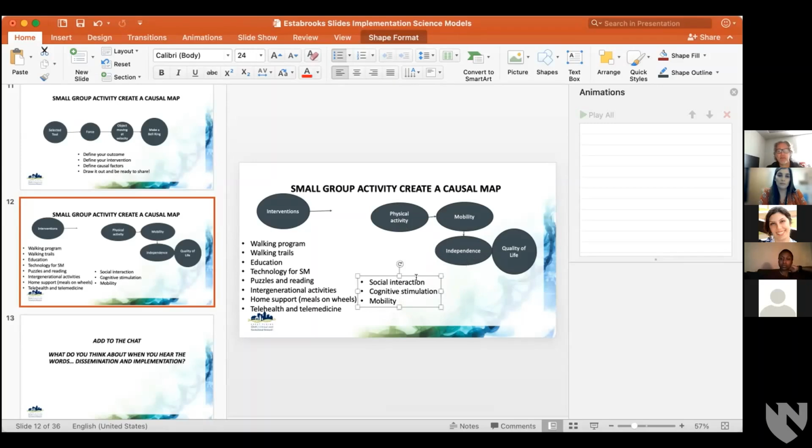If I was just rushing through this, I would probably put social interaction and cognitive stimulation as more direct influences on quality of life as well. So you can be independent, but still need social interaction, still need cognitive stimulation. So we could put some of those things in there too. Now I want us to think about which of the interventions act on which of these causal factors.